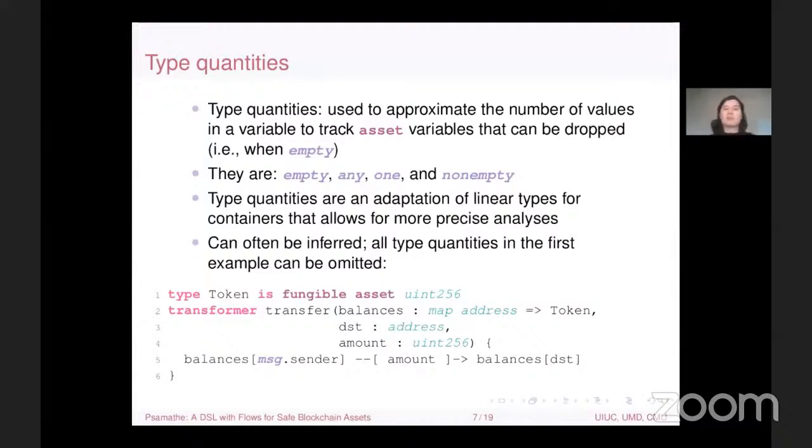Type quantities are more or less an adaptation of linear types for containers that allows for some more precise analyses in some cases, some of which we'll see later. And they can often be inferred or just inserted with well-chosen defaults. So all the type quantities in the first example, we can actually omit. We don't need any of them. The default type quantities will give us exactly what we had. So you can write the somewhat simpler transformer definition shown below.